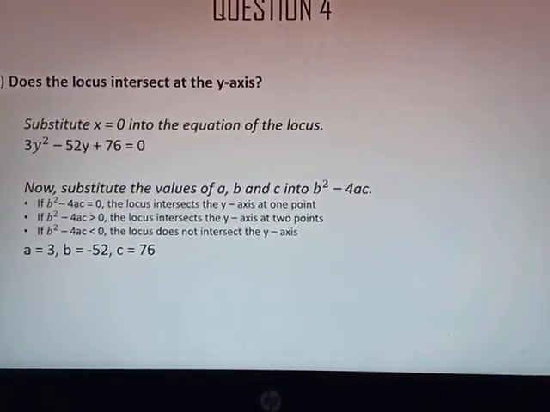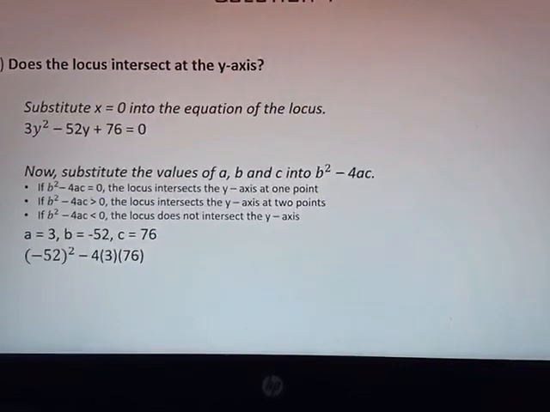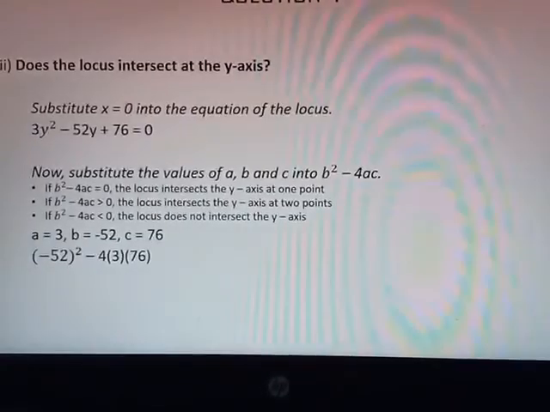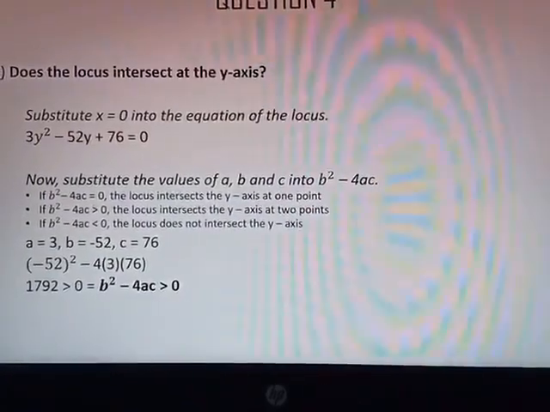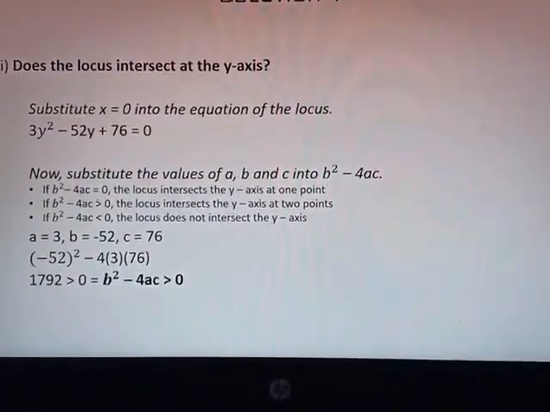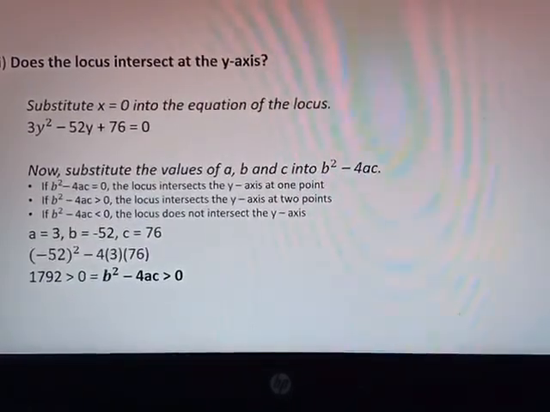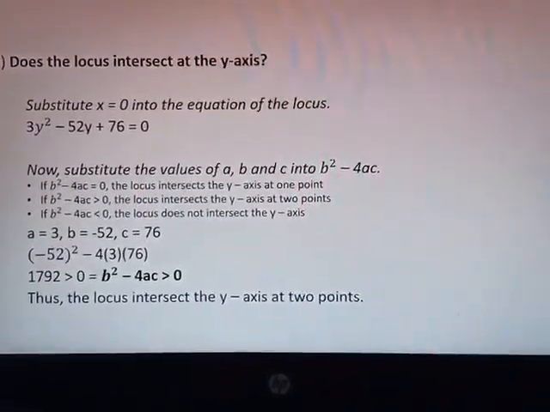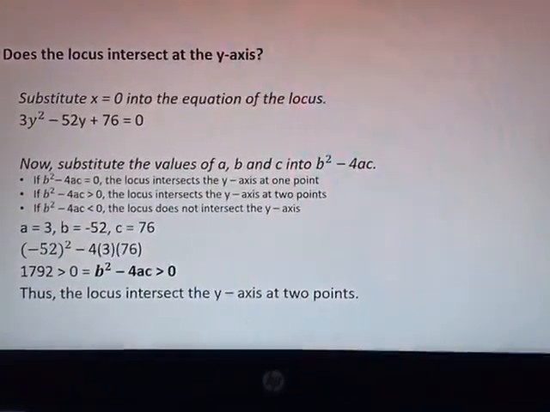Substitute this into the equation, giving negative 52 squared minus 4 times 3 times 76. The final answer for this equation is 1792, a value that is greater than 0. Thus, b squared minus 4ac is greater than 0, which means that the locus intersects the y-axis at 2 points. That's all for this question.